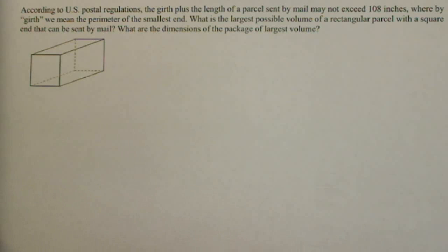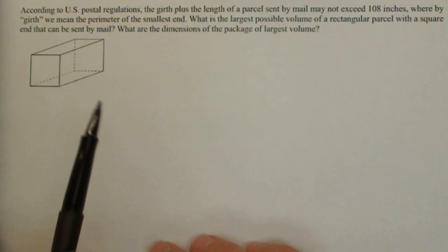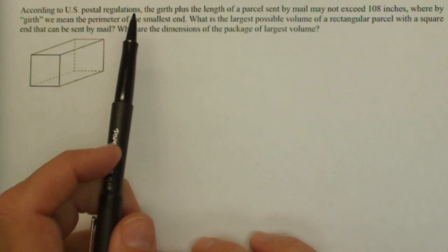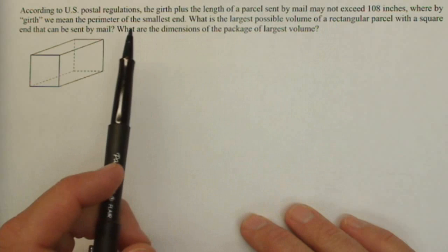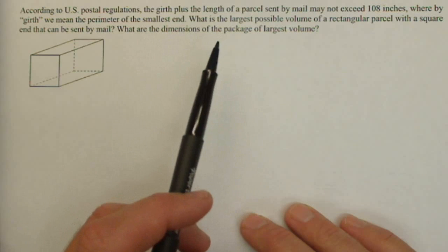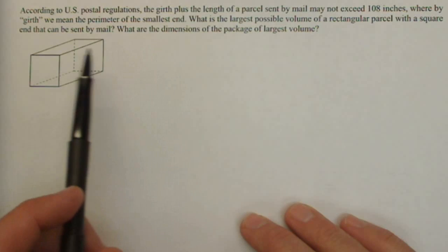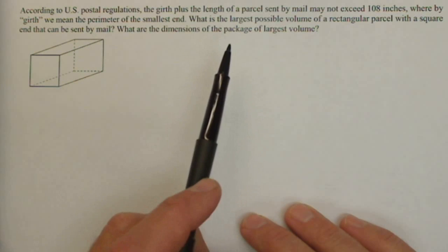In this video, we're going to solve a very common calculus problem. According to U.S. postal regulations, the girth plus the length of a parcel sent may not exceed 108 inches. What is the largest possible volume of a rectangular parcel with a square end that may be sent by mail?